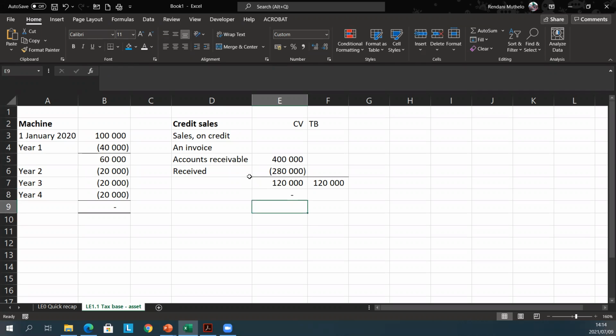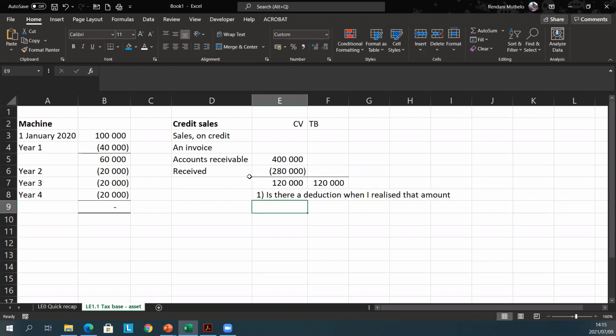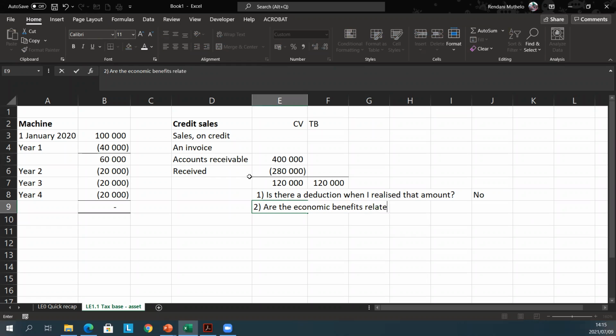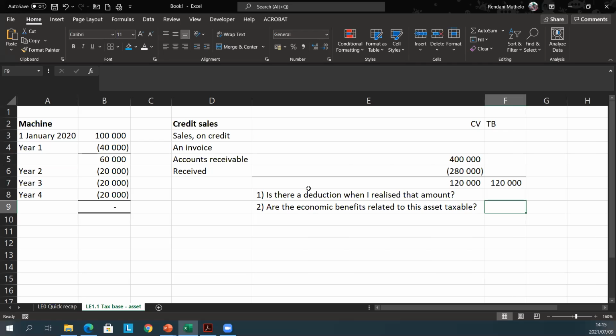So there is actually a two-part test. One is, is there a deduction when I realize that amount? And in this case, the answer is what? It is no. Then I check, are the economic benefits related to this asset taxable? No, they are not. So therefore, the tax base is equal to what? The tax base is equal to the carrying amount of the asset. So that is what we are asking in this case.